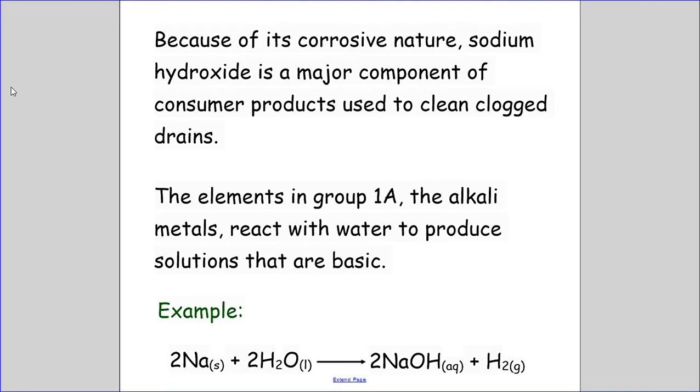So we've got an example down below that has sodium plus water, and you can see that we have our sodium hydroxide that comes from that, and a little bit of hydrogen gas that's made. So our group 1A metals, when they react with water, tend to make these basic solutions.